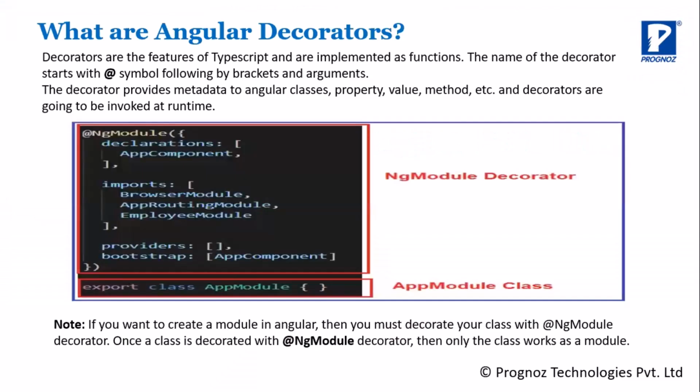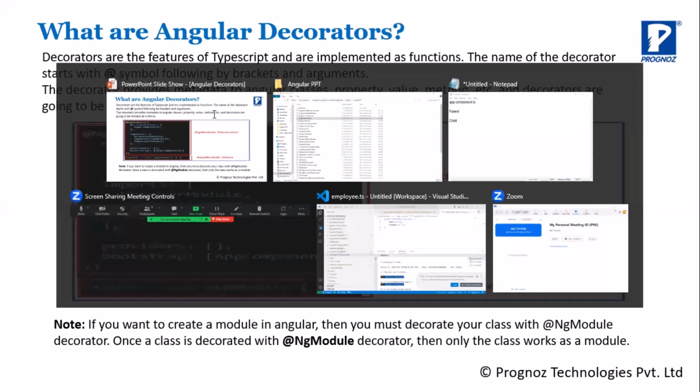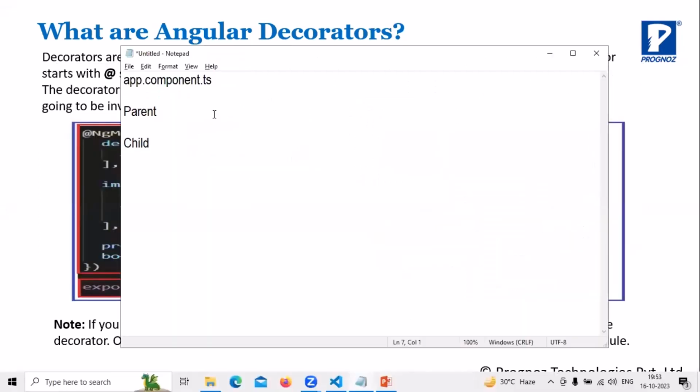In Angular, what is a decorator? Okay, decorator is nothing but a feature of TypeScript, which is implemented as a function, decorator functions के तरह काम करता है. And the name of the decorator always starts with @ symbol. @ symbol से हमको start करना है, and then we have to write the bracket start and then curly bracket. For example, I'm going to use the Component decorator: Component, parenthesis bracket start, curly bracket, curly bracket close, parenthesis bracket close. So this is the way we can use a decorator.